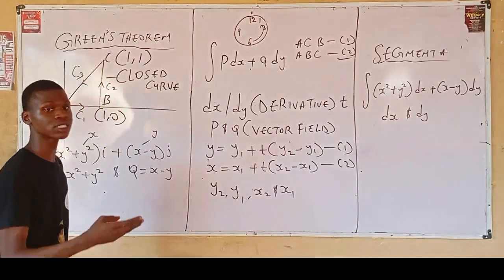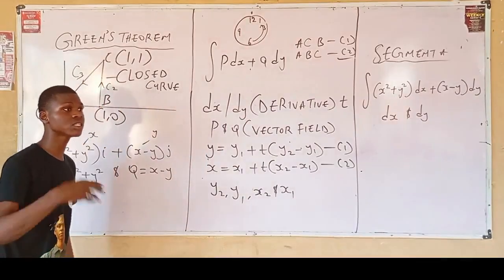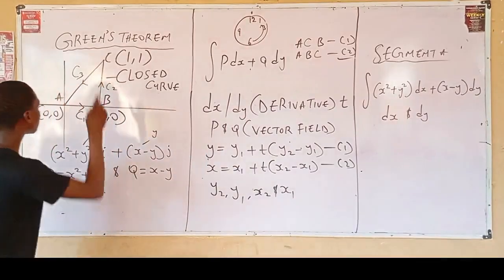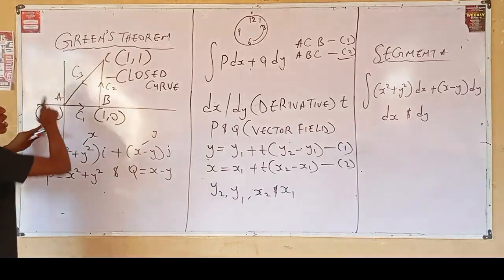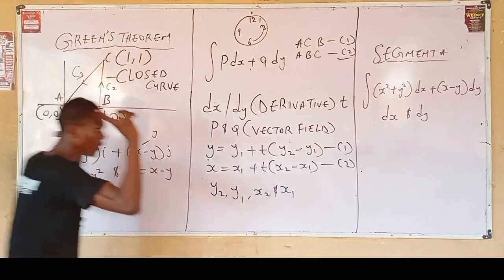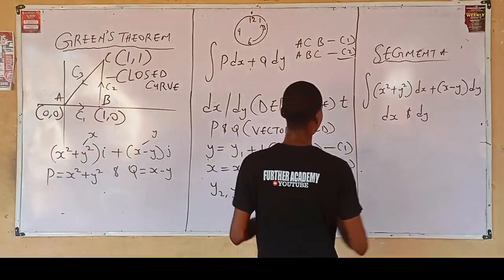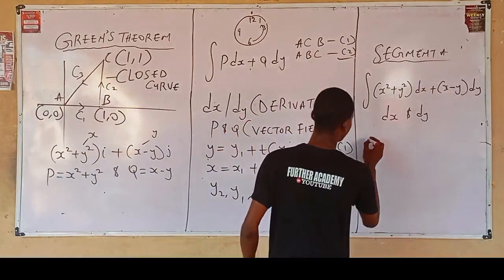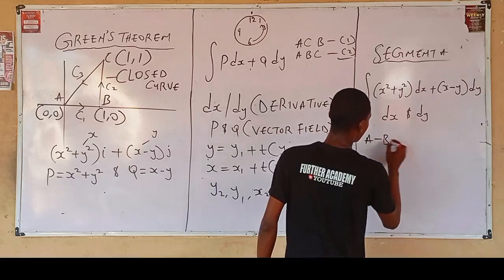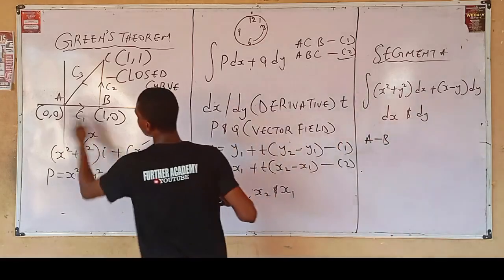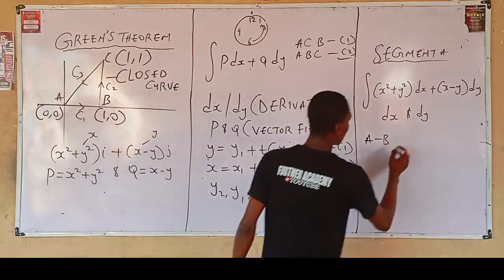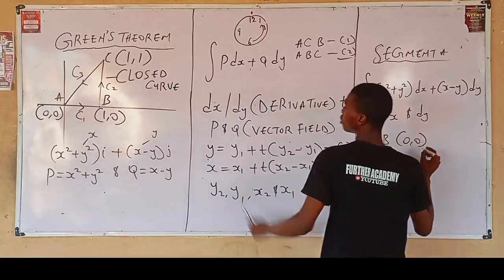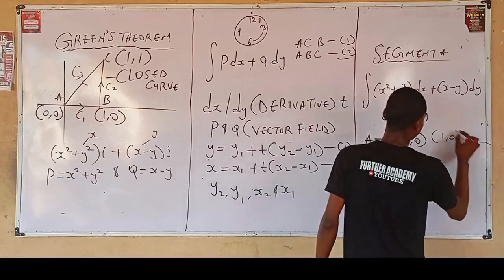Meaning that your movement will be basically in 3 steps, right? Now, for the first one, I'm moving from A to B. The first movement is what? From A to B. What are the vertices or coordinates that you are seeing? I'm seeing (0, 0) and (1, 0).